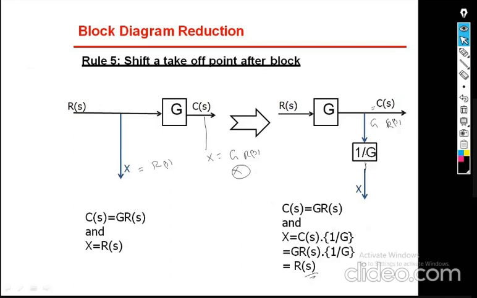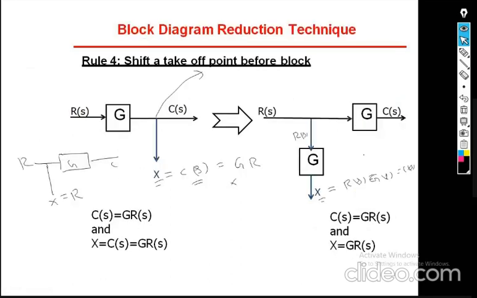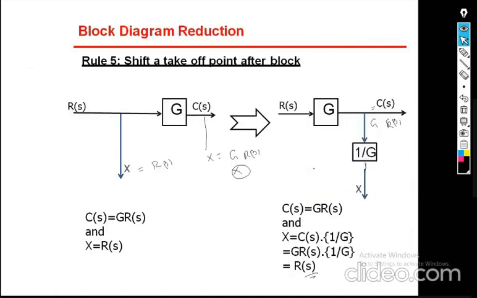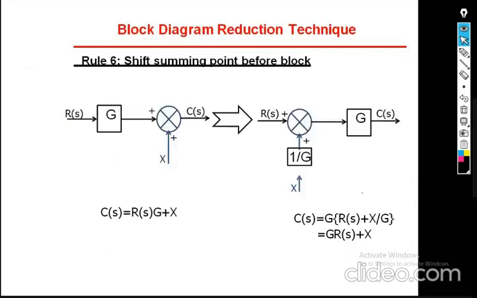Now next, finally I can say that rule number 4 is: if you are moving a takeoff point before the block, then you need to multiply. If you are moving after the block, you need to divide, in order not to change the signal value. Now next, rule number 6, the last 4 rules are there.